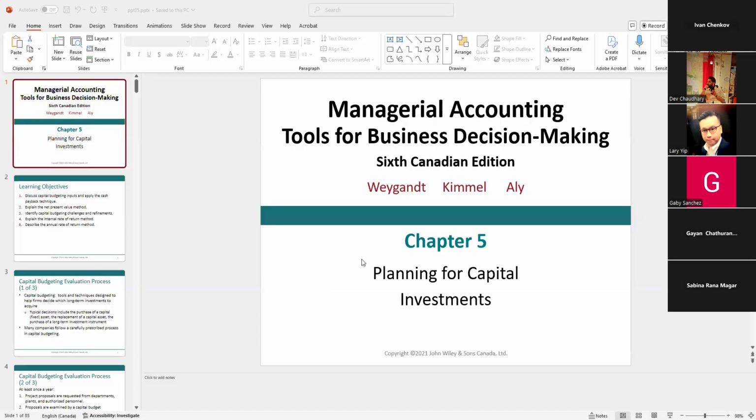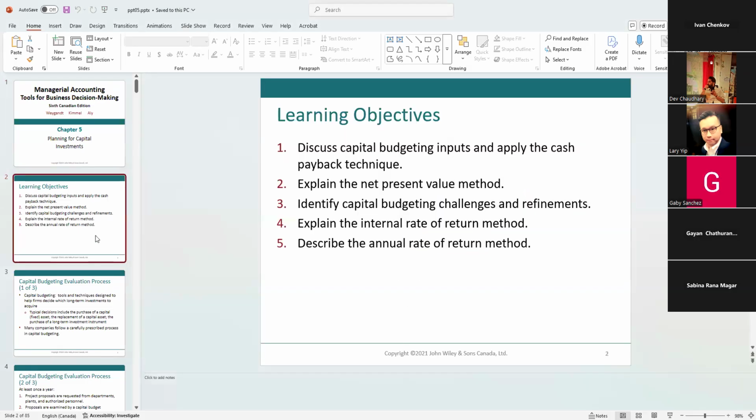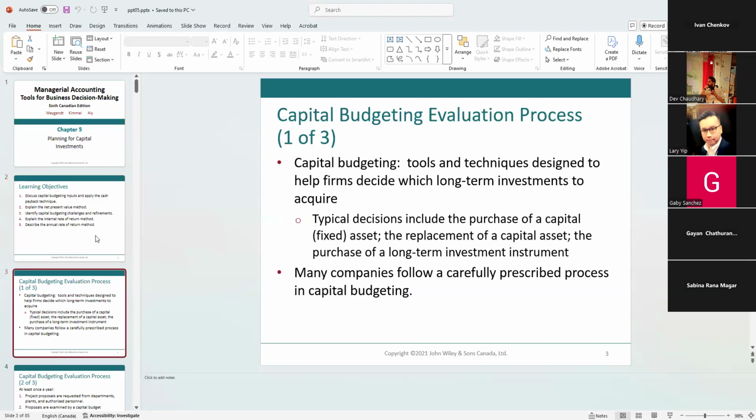Okay, we start doing this planning for capital investments. Why do we need the capital investments? Obviously, we need the capital investments to generate revenue in the long term. For that reason, we have to find a way to evaluate those investments and make the best decision.